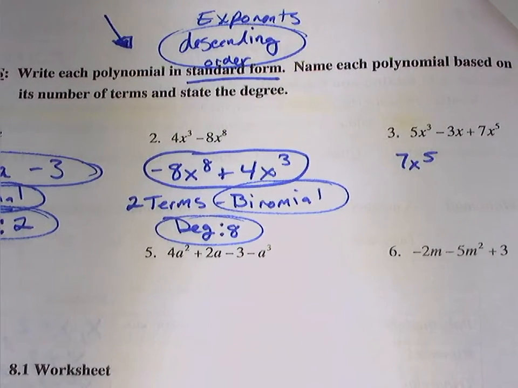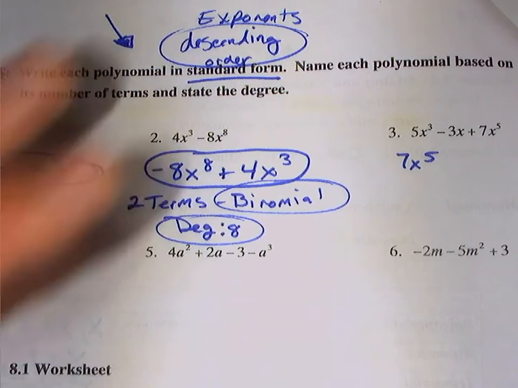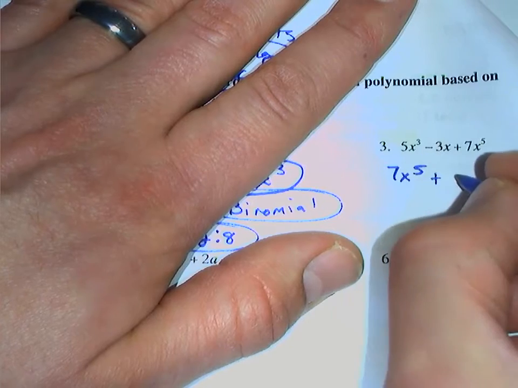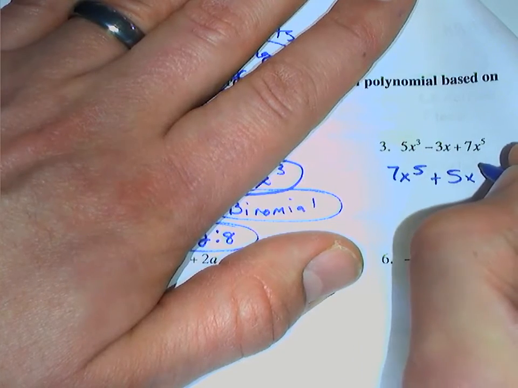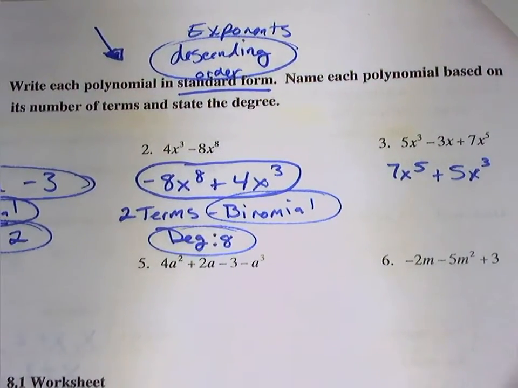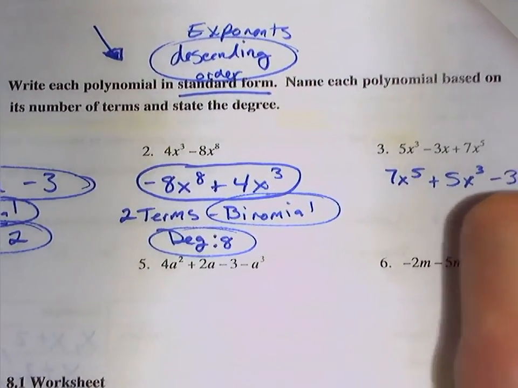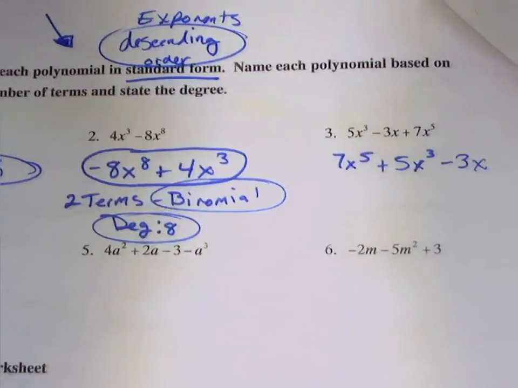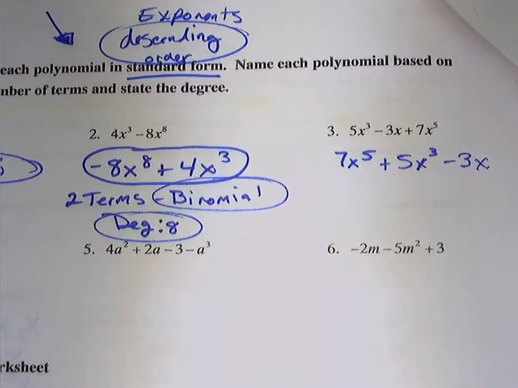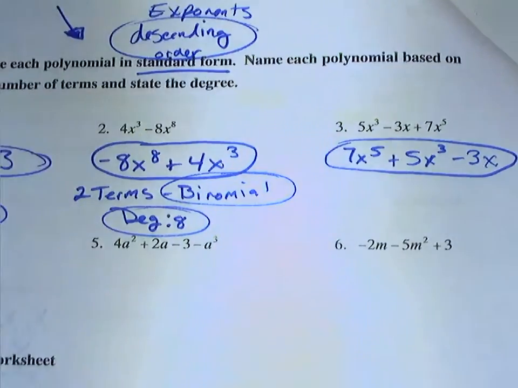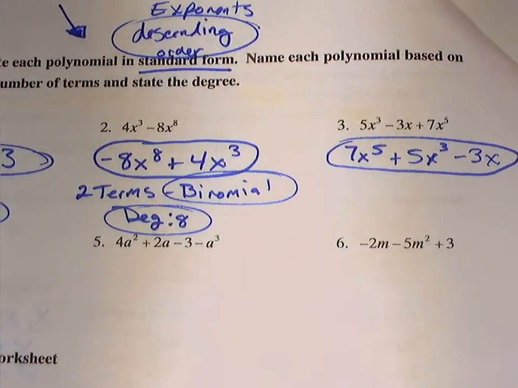Is 5x cubed, or 5x to the 3rd, positive or negative? Yeah, there's no symbol in there, so we assume it's positive. Only way it'd be a minus sign would be if there's a negative in front, and then we're left with a minus 3x. So the powers go from 5, 3 to 1. So final answer there, in standard form, descending order, 7x to the 5th plus 5x cubed minus 3x.